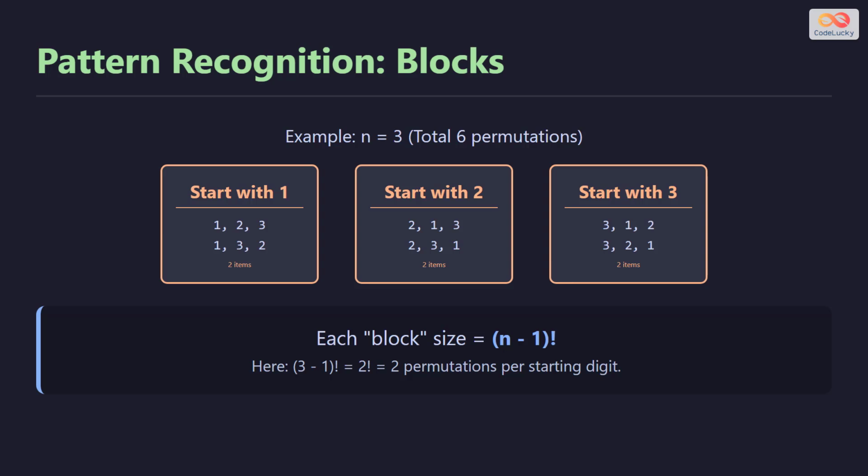Let's look for a pattern. Notice how the permutations are grouped. With n equals 3, the first 2 permutations start with 1. The next 2 start with 2, and so on. These form blocks. The size of each block is determined by the factorial of the remaining digits, which is n minus 1 factorial.